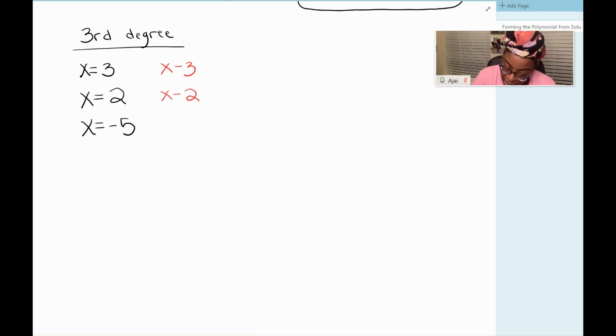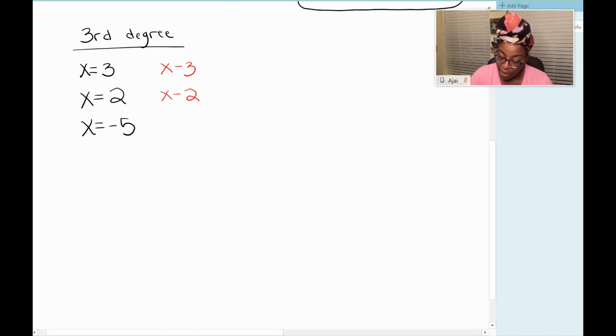Okay. And then lastly, if I want to move the 5, in order to move the 5, I got to actually add it, right? If I want to move the 5 over to the other side, I'm going to end up getting x plus 5. And think about that. If I take x plus 5 and set it equal to 0, then I end up getting x is equal to -5. So I know that's the binomial that it came from, okay? So now I have everything that I need.